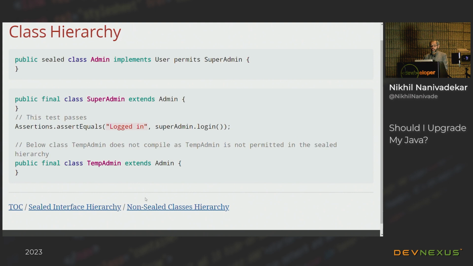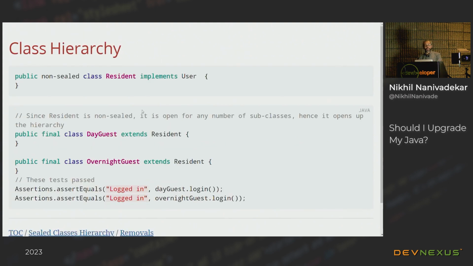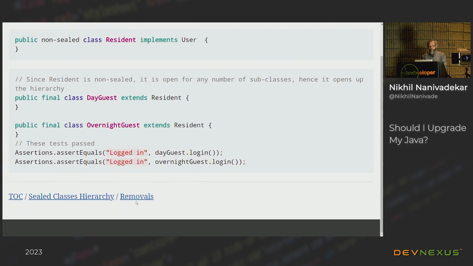In case of the non-sealed, the resident is a non-sealed class, so dotted line if you remember. Hence, it doesn't need a permits clause. It can be extended by as many classes as they want. So it essentially opens that side of the hierarchy. So you can get through the resident one instead of the temp one, right?